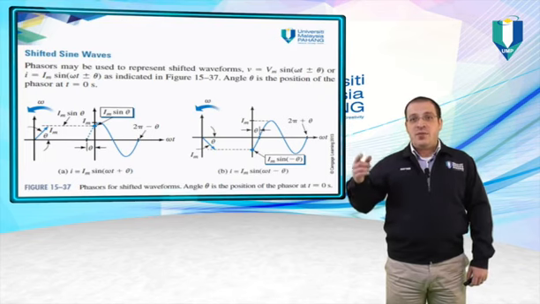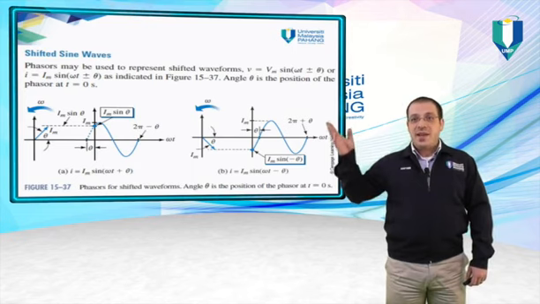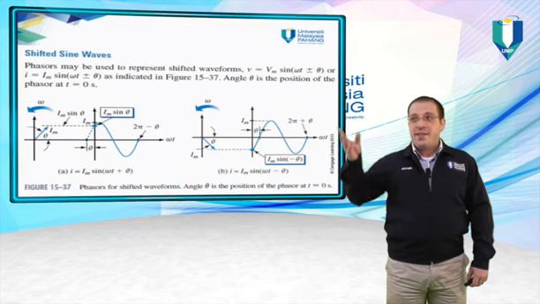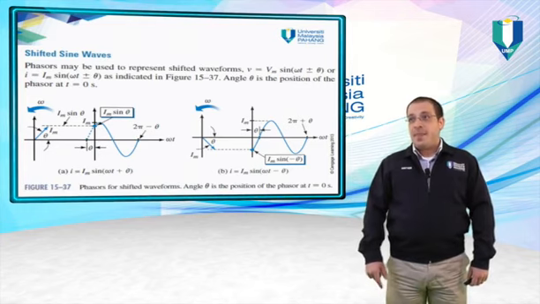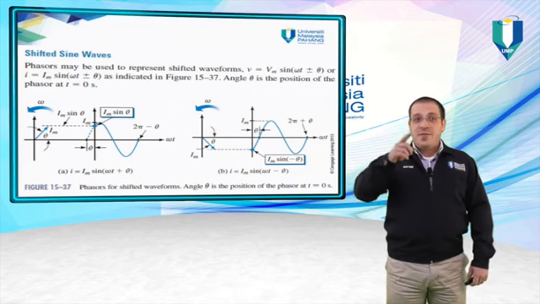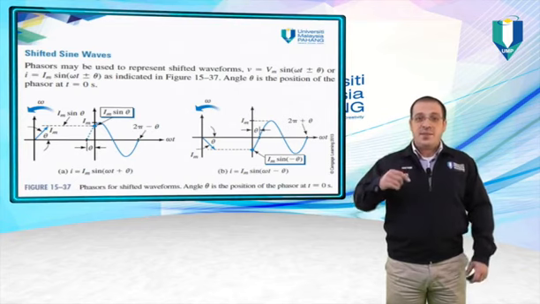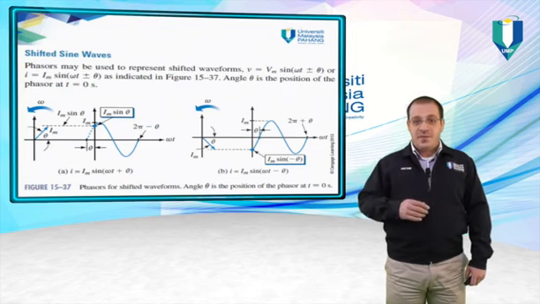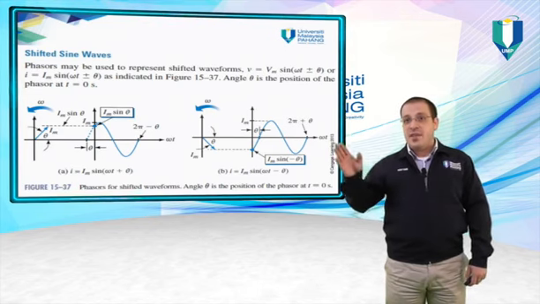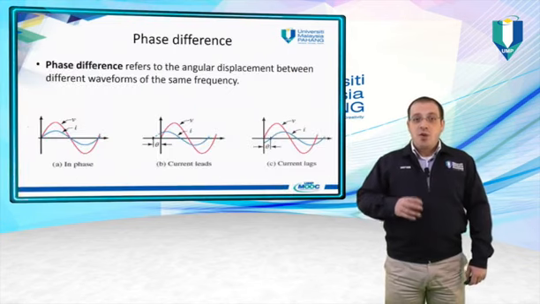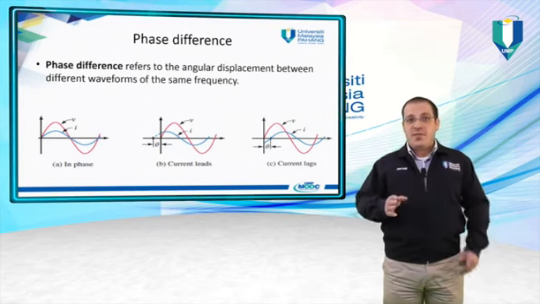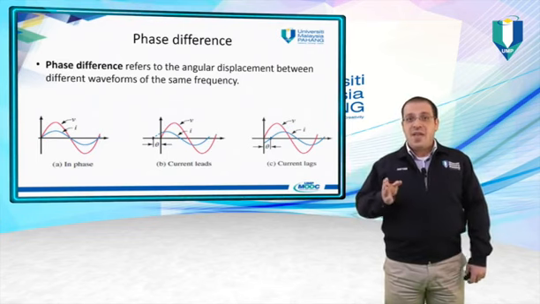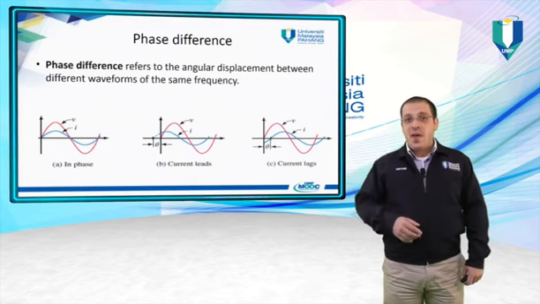Let's say we have V equal to Vm sine(omega t plus or minus theta), or for the current, I equal to Im sine(omega t plus or minus theta). As you see in the figure, if the phasor angle is positive, it represents that the sinusoidal waveform is shifted left. If it's negative, it means that it is shifted right. Also, it's very useful when we need to explain what's called the phase difference.